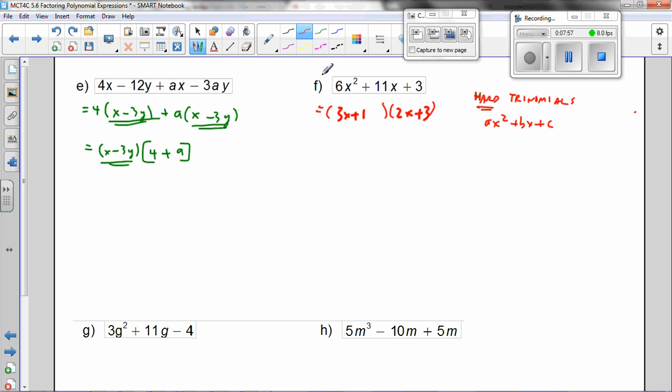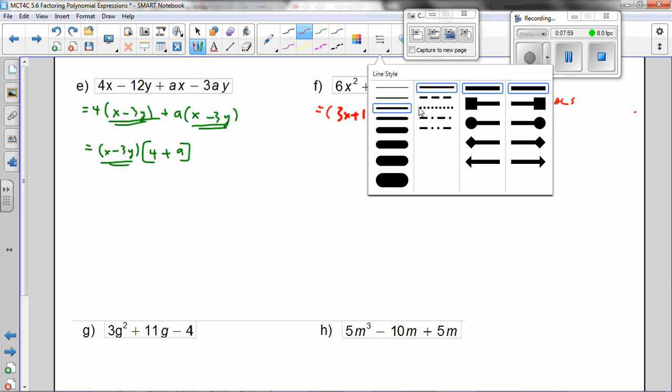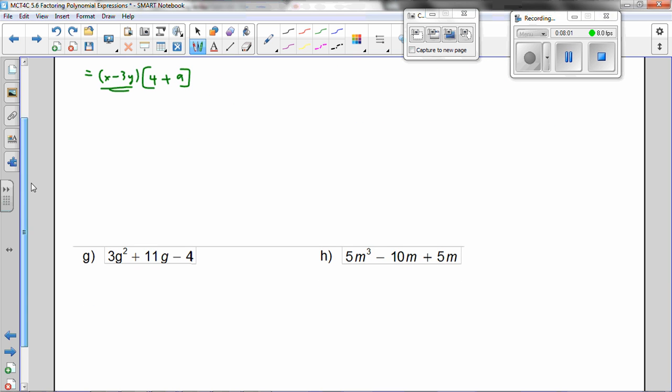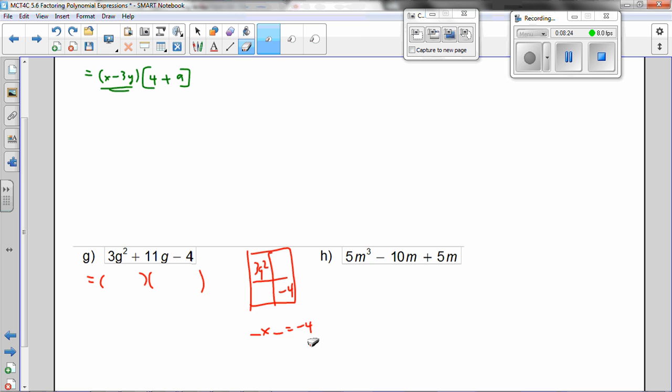Okay, so I don't care which way you're going to do it. When I'm factoring stuff on my own, I usually use the box method, so that's the method that I'm going to use. I know that this is going to be 2 brackets. I'm going to try and use the box method here. I got 3g squared there, minus 4 there, and these two have to add up to 11. So I want numbers that multiply to give me minus 12, because 3 times minus 4 is minus 12, and add to get 11.